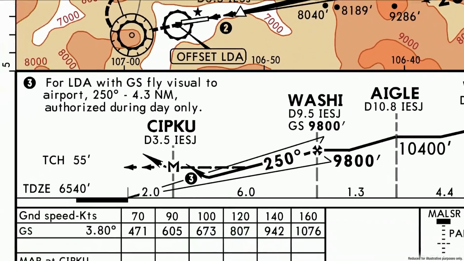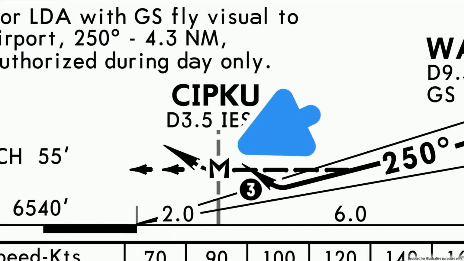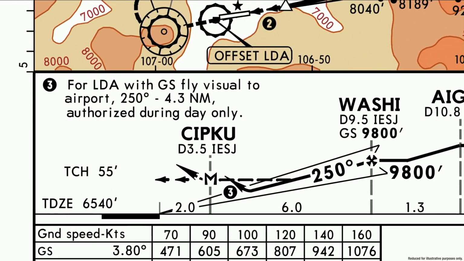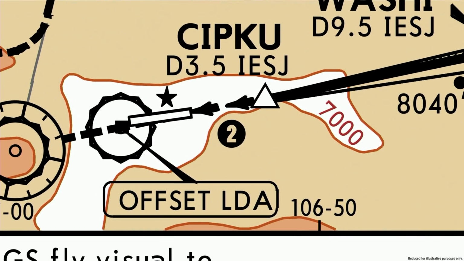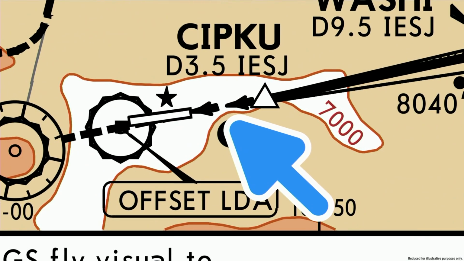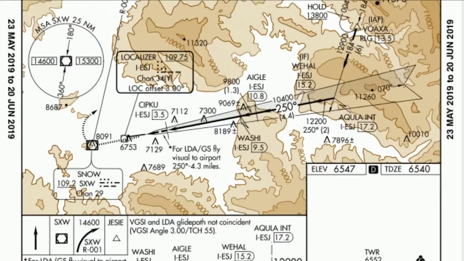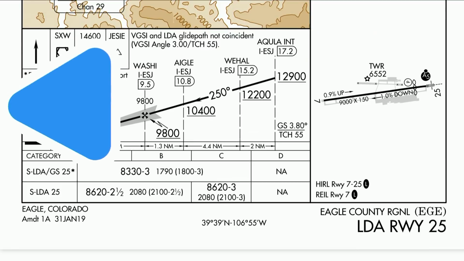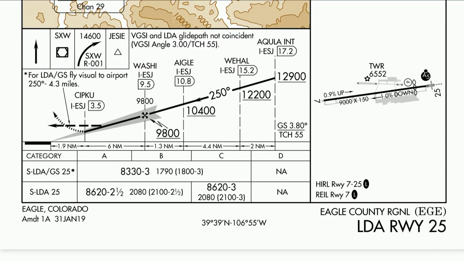Okay, from there, you can see here it's got the M for missed approach point. From there, we end up with these kind of funny looking arrows. You'll see them both on the profile view, and you'll also see those funny looking arrows on the plan view. And if you look at an FAA chart, you'll see the same thing. This dash with an arrow, so that is a fly visual to the airport.